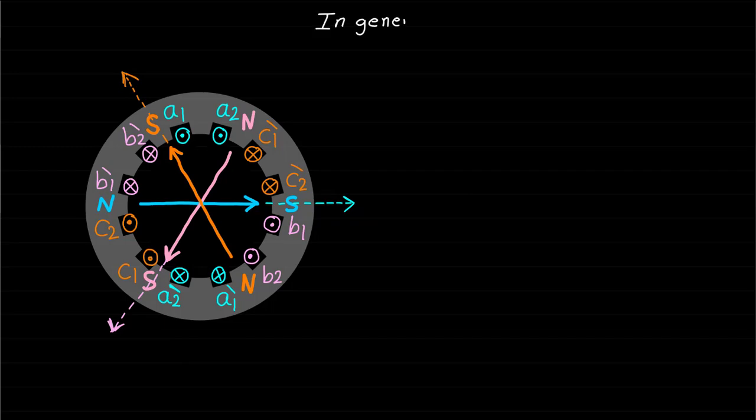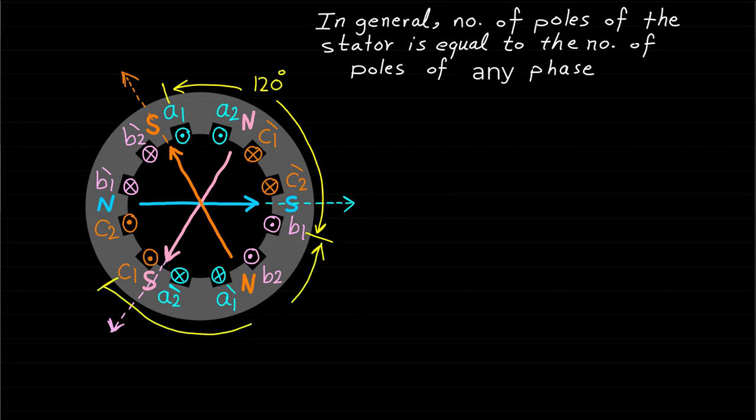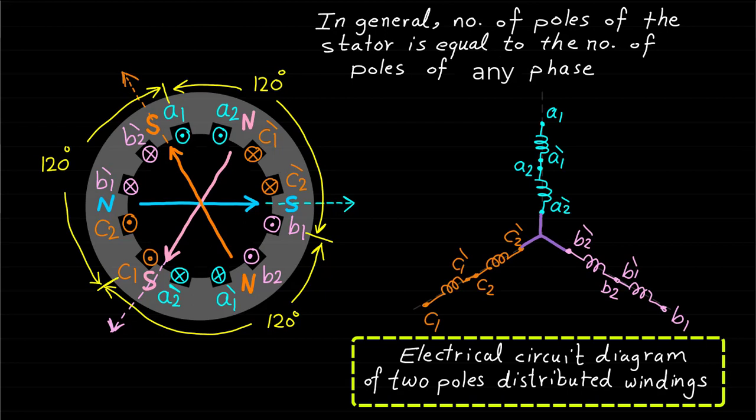In general, the number of poles of the stator or machine is equal to the number of poles of any phase. Again, the three-phase distributed windings of a synchronous machine are shifted in space from each other by 120 degrees in electrical angle. The electrical circuit diagram of these two-pole three-phase distributed armature windings can be modeled as shown.